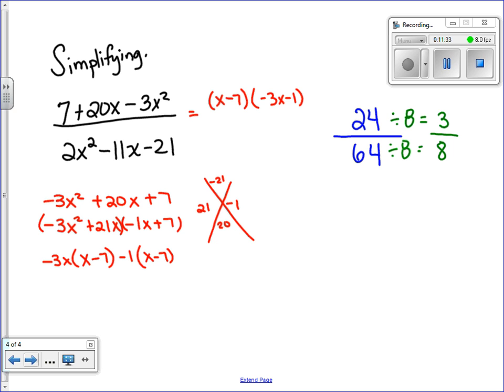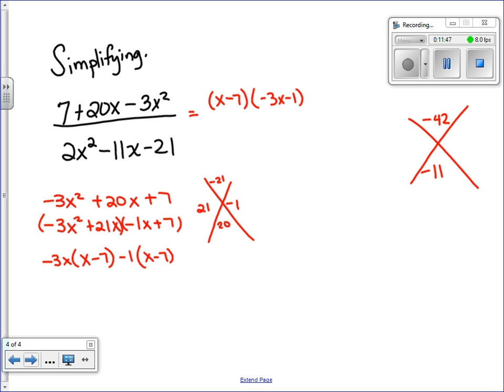Alright, let's factor the denominator. Two numbers that when multiplied give me a negative 42. When added, give me a negative 11. What? 6 and 7 don't give me 11. 14 and 3 do though. You double the 7 and halve the 6. That'll work.